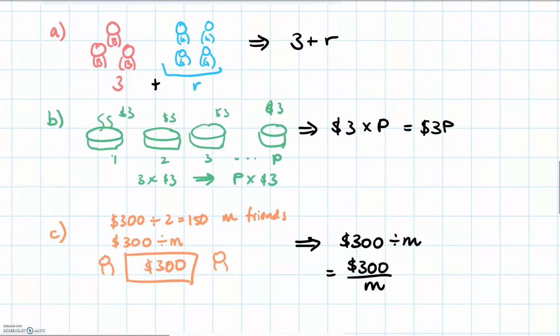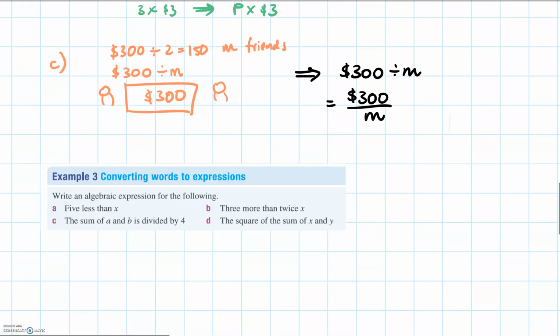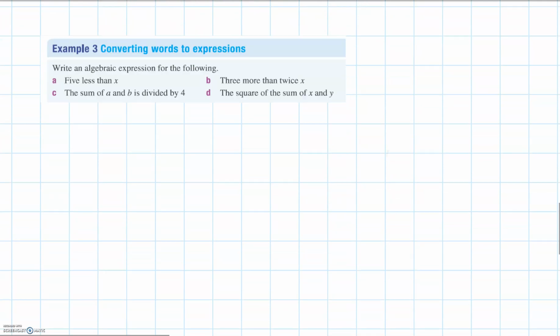So that's these three examples. If I'm trying to write algebraic expressions, what you need to do is just think through what is happening in this scenario. What operation am I going to need to use to write this expression? So that was example number 2. Now in this video, I'm also going to go through example number 3, where we convert words to expressions.